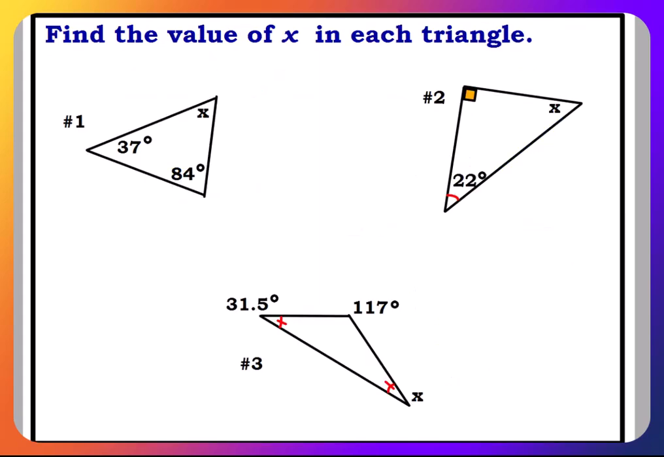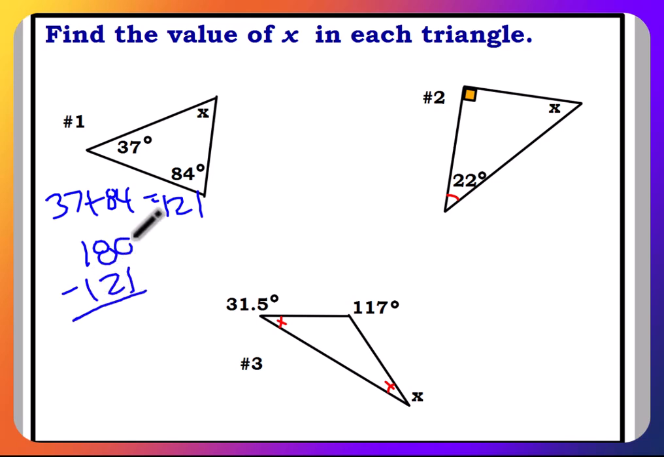Okay. We have some more practice problems. Let's go ahead and go through these. We want to find the value of x in each triangle. Looking at the first one, number one, it's pretty straightforward. Add the two angles that you know, 37 plus 84. Add them together, you get 121. And then subtract that from 180. Make sure you do your borrowing. And you're going to get 59. So x measures 59 degrees. Don't forget about your degree symbol. That's an ugly degree symbol, I'm sorry.